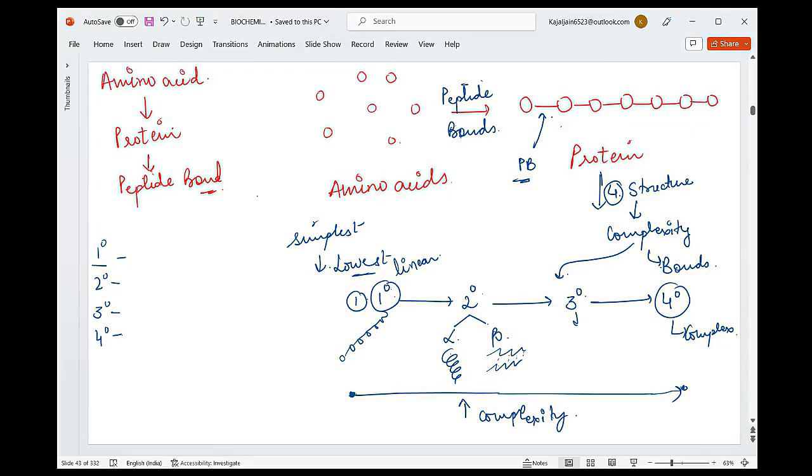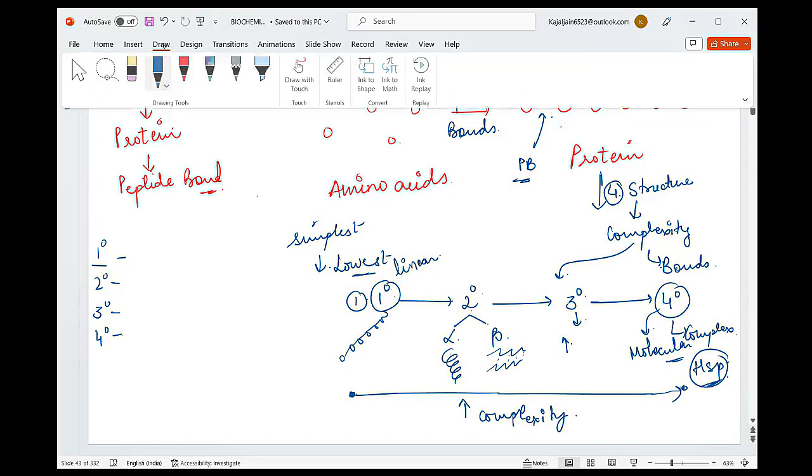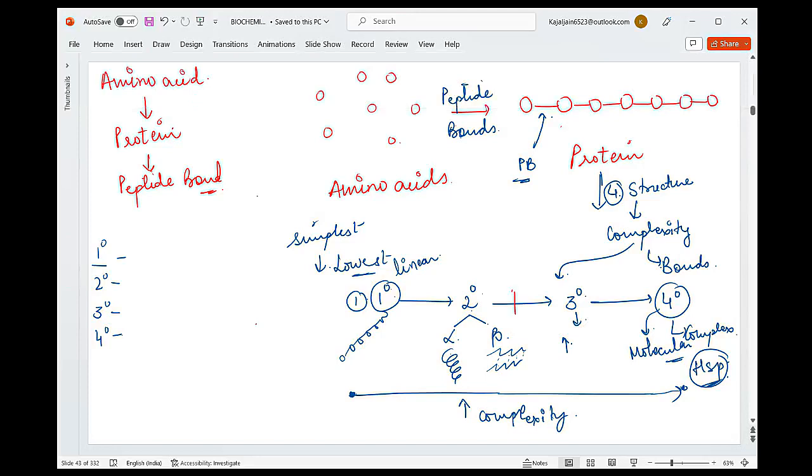Then we have the tertiary structure, where there is more increase in the complexity and more bonds are getting formed. And in your quaternary structure you have the molecular chaperones. Molecular chaperones include your heat shock proteins or various other types as well. We'll discuss that also. Between your secondary and your tertiary structure we have something called super secondary structure. These super secondary structures include your motifs and your domains.